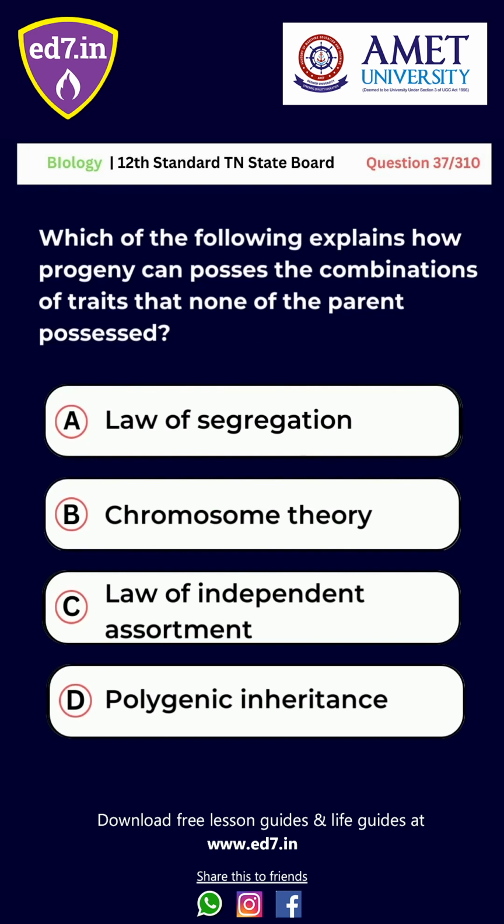Question number 37. Which of the following explains how progeny can possess the combination of traits that none of the parents possess? Option A, law of segregation. B, chromosome theory. C, law of independent assortment. D, polygenic inheritance. And the right answer for this question is option D, polygenic inheritance.